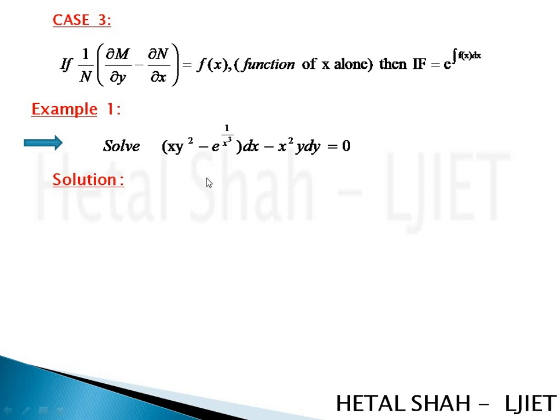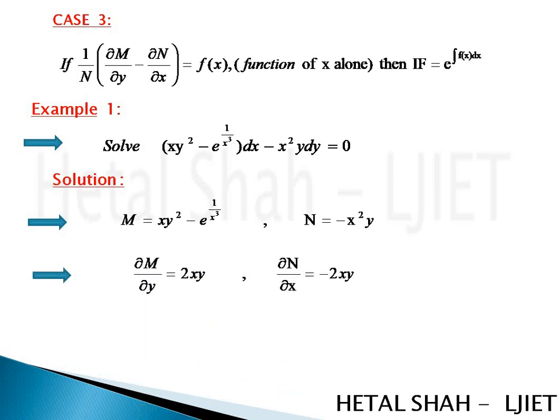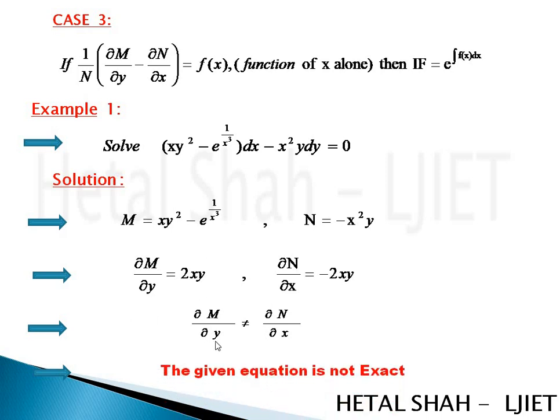So students, first we have to check whether our given differential equation is exact or not. For that, first find M and N. Our M is xy² − e^(1/x³) and our N is −x²y. Now ∂M/∂y is 2xy and ∂N/∂x is −2xy. Both are not equal, so our given differential equation is not exact. It means we have to find an integrating factor to convert this equation into an exact one.